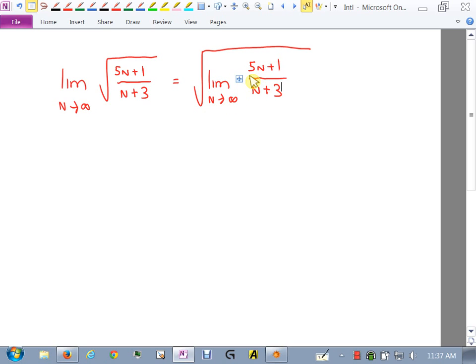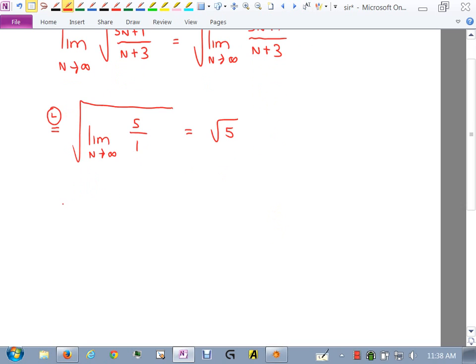And now this right here, I'm going to apply L'Hopital's rule. So by L'Hopital's rule, you can use an L or an H, doesn't matter. The square root of the limit as n goes to infinity of 5 over 1, which equals square root of 5. Right? Derivative of top and bottom. Therefore, a sub n goes to root 5. Okay? A sub n goes to root 5. I have to state that at the end.